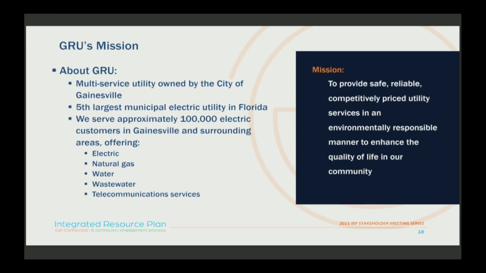So this board is very familiar with this and the mission, and the mission of GRU is to provide safe, reliable, competitively priced utility services in an environmentally responsible way in a manner that enhances the quality of life in our community. So obviously we're a multi-service utility. We're the 5th largest in Florida, serving roughly 100,000 customers. And we have different numbers of customers in electric, natural gas, water, wastewater, and telecom.